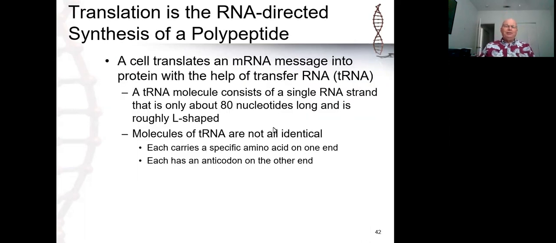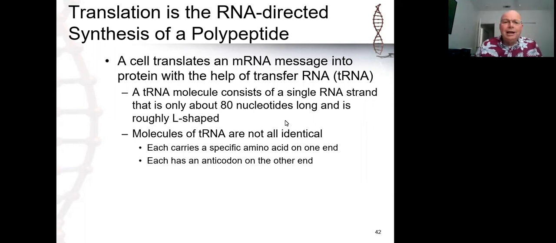So when we start translation, there are a number of players that are involved. You've already met one, the messenger RNA, but there are two others that are involved. The next one that we want to talk about very quickly is the transfer RNA or tRNA. This is the cellular interpreter because it speaks both nucleotides, because it is an RNA molecule and therefore it's a polynucleotide, and it also speaks amino acids.